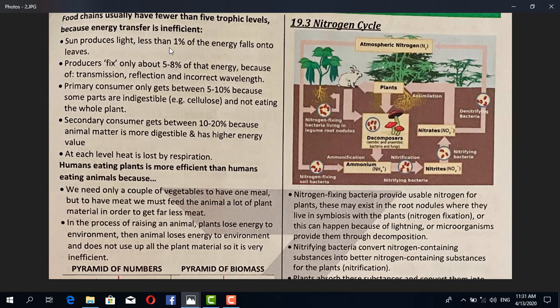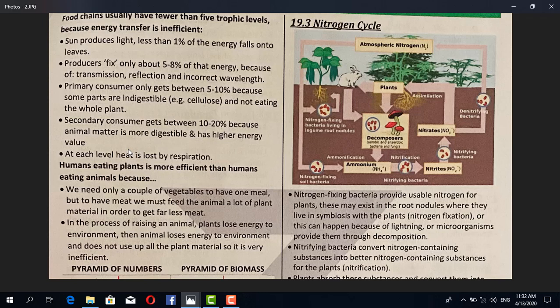The sun produces light, but less than 1% of the energy falls onto the leaves. Producers fix only from 5 to 8% of that energy because of transmission, reflection, and incorrect wavelength. The primary consumer only gets between 5 to 10% because some parts are indigestible, like for example cellulose, and not eating the whole plant. The secondary consumer gets between 10 to 20% because animal matter is more digestible and has higher energy. And at each level heat is lost by respiration.